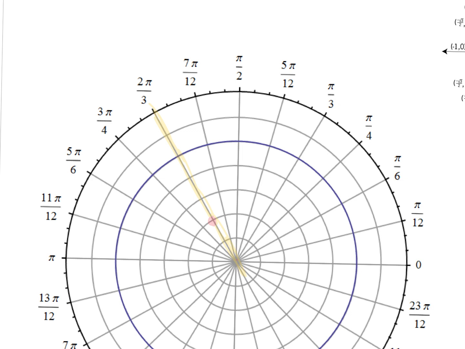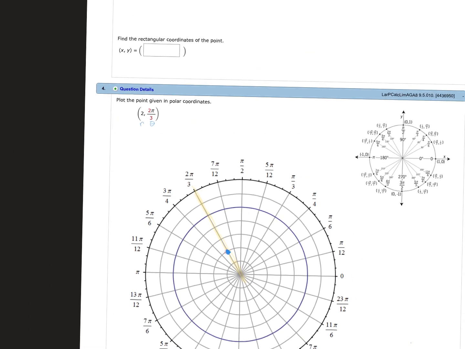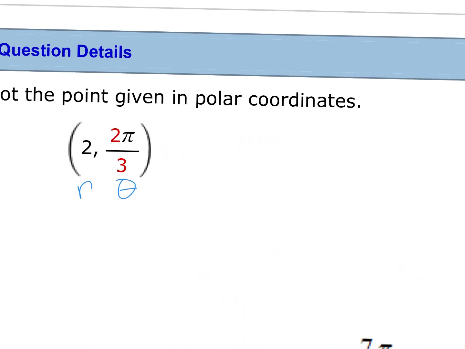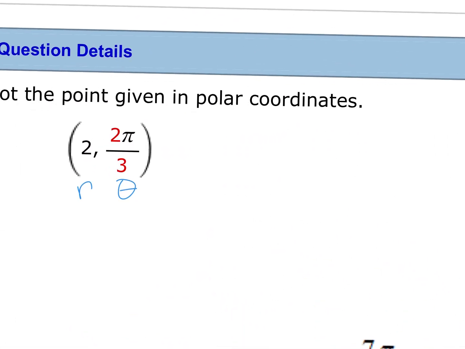If it was a -2, I would go in which direction? Away. Perfect. So now if we're going to go ahead and convert, what is the ordered pair, ladies and gents, at 2 pi over 3? You tell me. -1/2 and square root of 3 over 2.